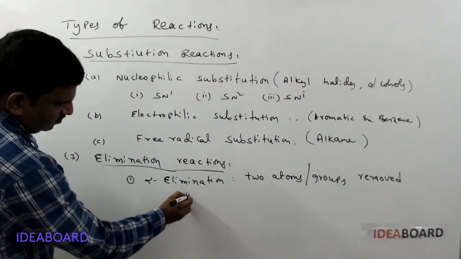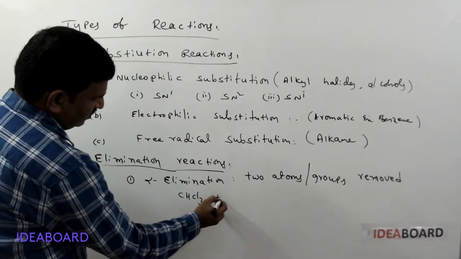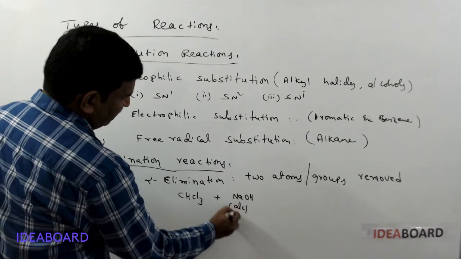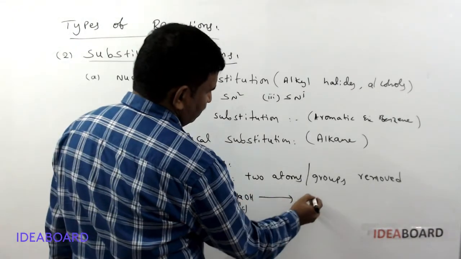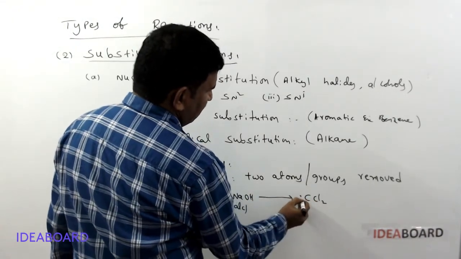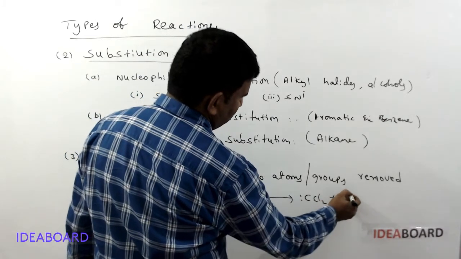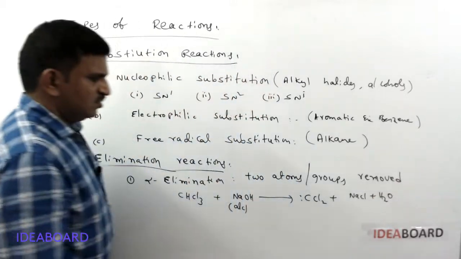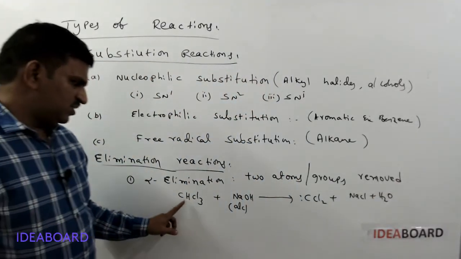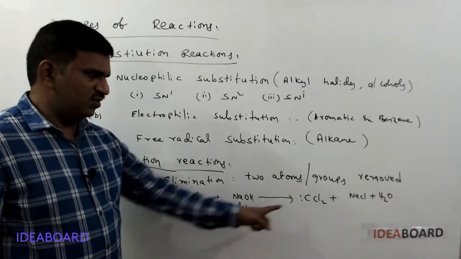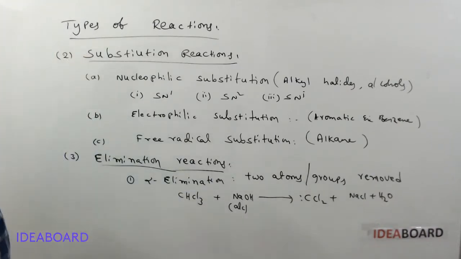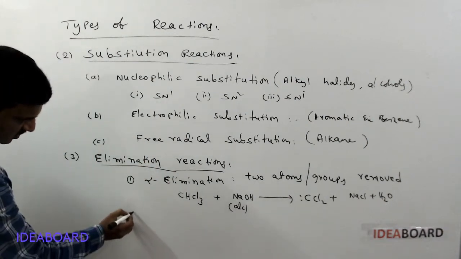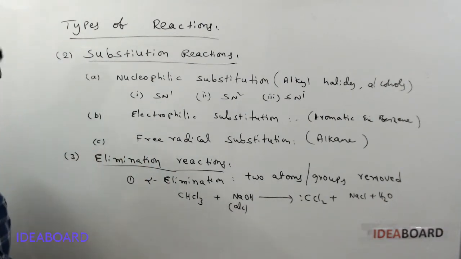I will give an example: chloroform, CHCl3, reacts with alcoholic sodium hydroxide to give CCl2 with two electrons, plus NaCl and H2O. From the same carbon we remove hydrogen and chlorine, forming dichlorocarbene. This is alpha elimination, meaning from the same carbon. It is also called 1,1 elimination.